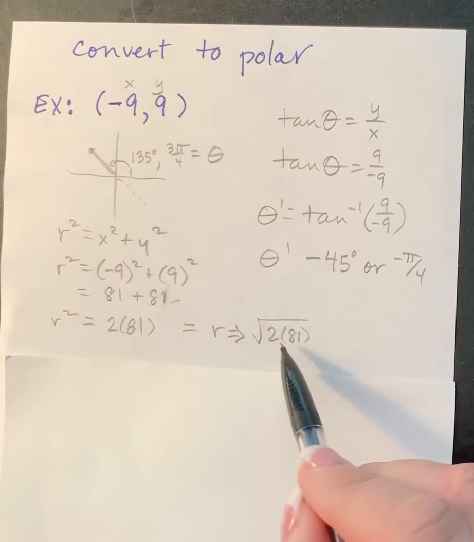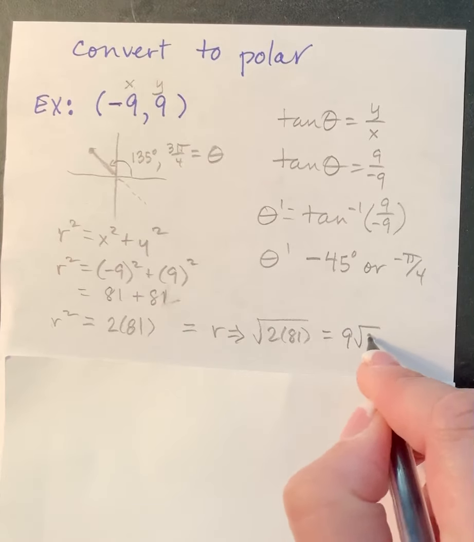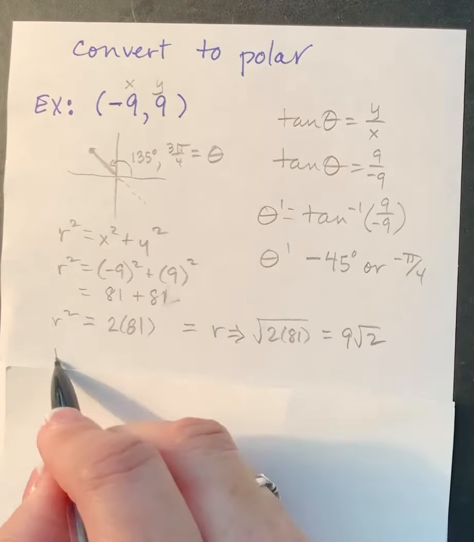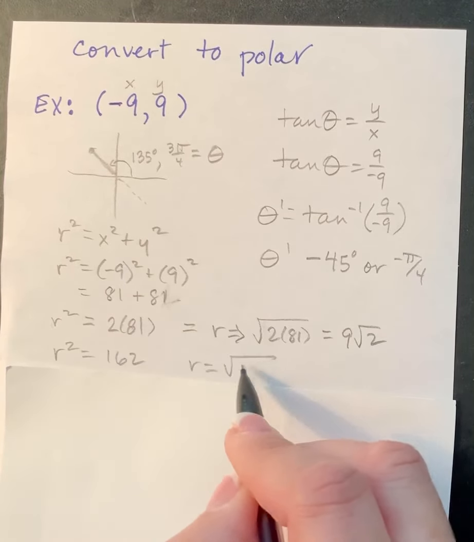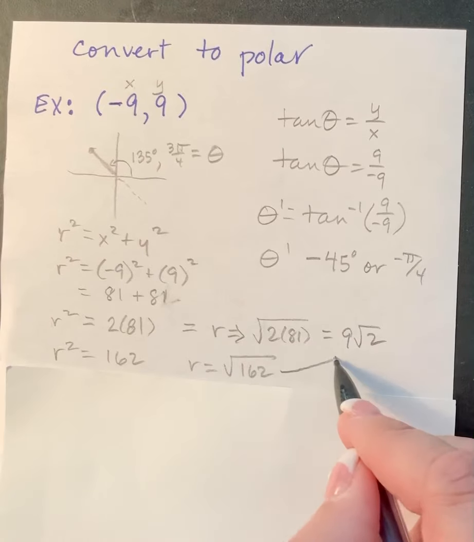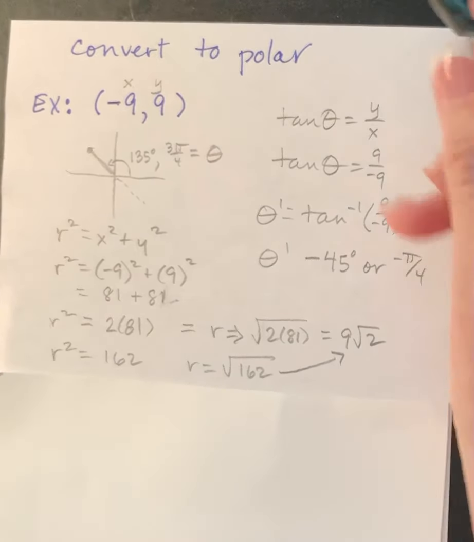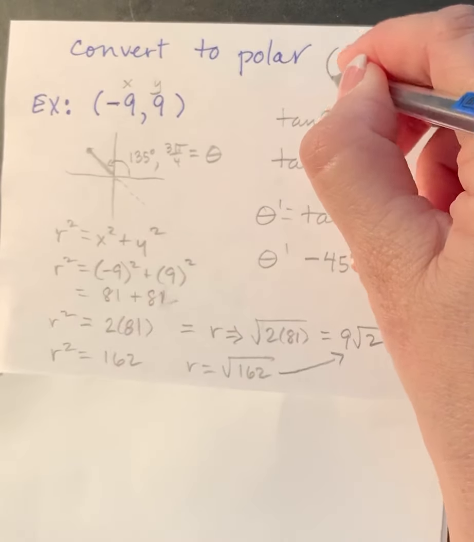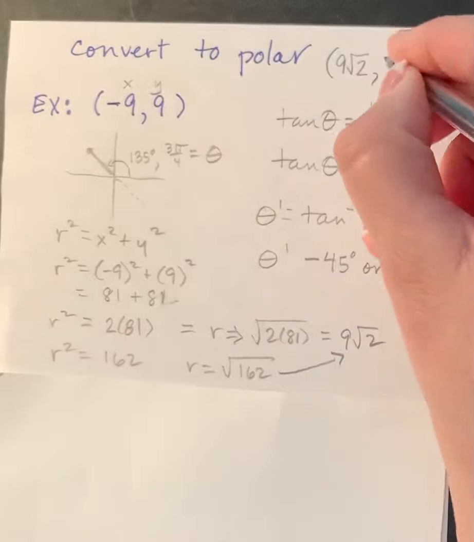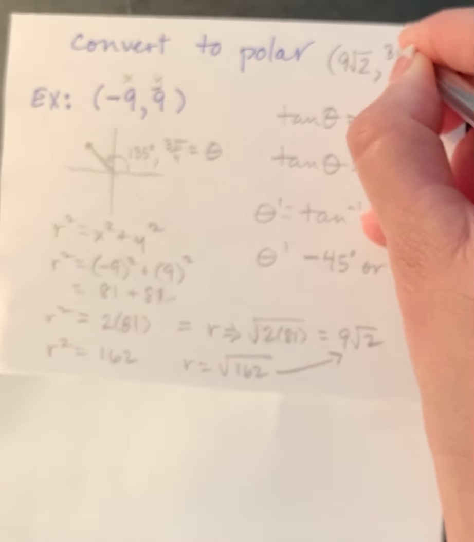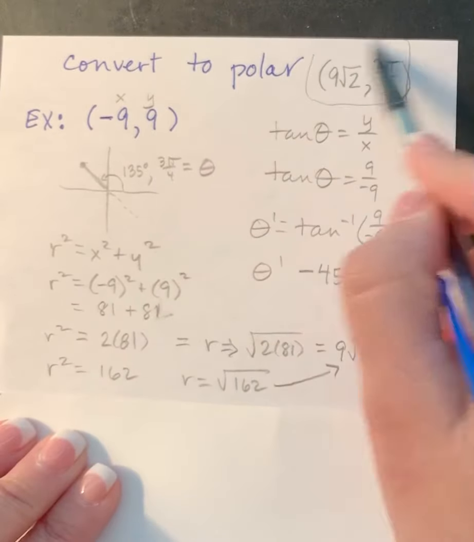And the reason I left it this way is 81 is the square of 9. So you can just see it's going to be 9 root 2. Right? If you want to do r squared equals 162, and then r is the square root of 162, obviously that will still work. Okay, so the answer I'm coming up with is to use 9 root 2 for r, and then 3 pi over 4 if I'm doing radians. Okay, so that would be one answer, right?